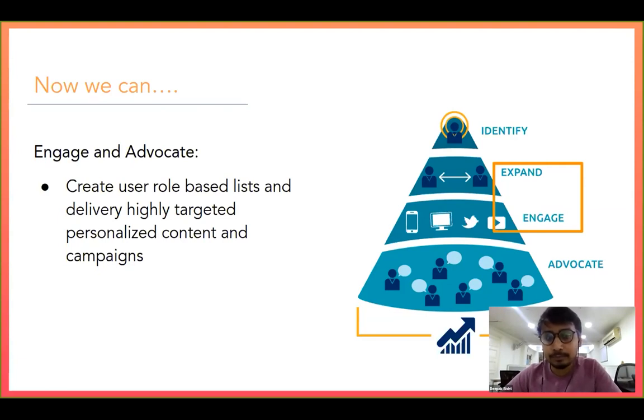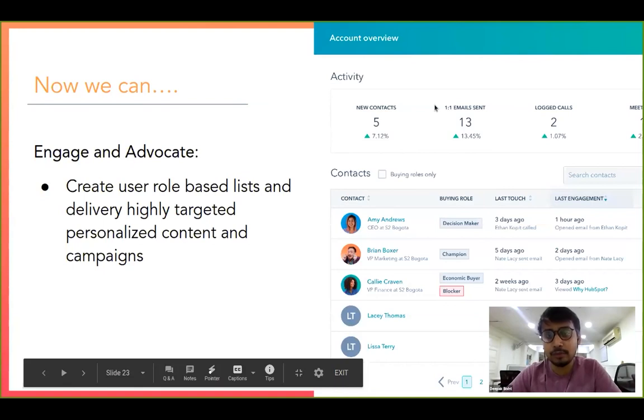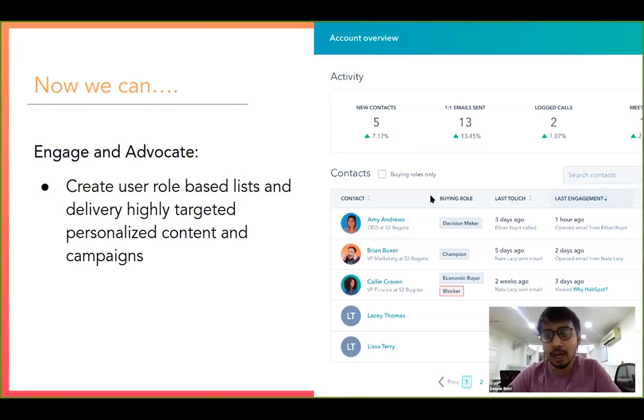So this is again the account overview, a screenshot of the account overview tool. For any account in your CRM, you can see all the contacts in that account. There are two columns: last touch and last engagement. Last touch is essentially when your team touched base with them. Last engagement is when they engaged with your content, opened an email, viewed a page, or filled up a form, things like that.